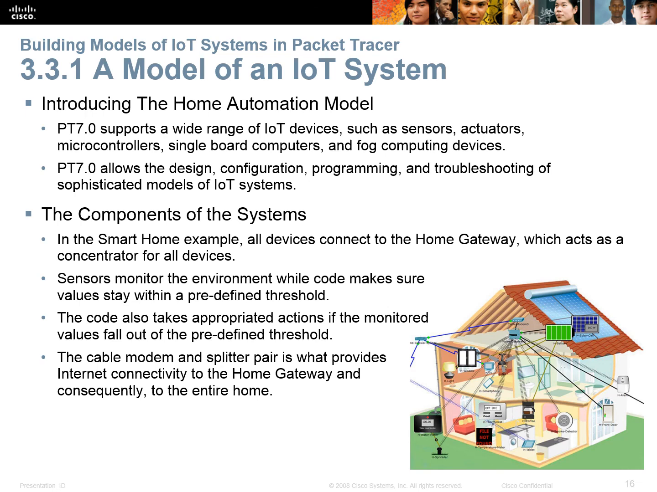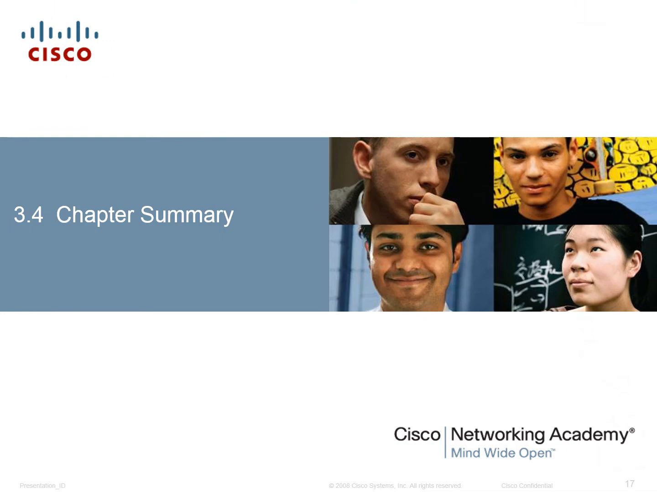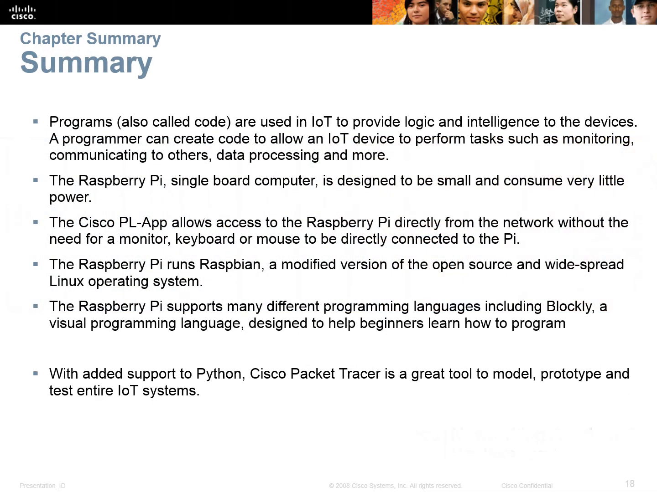Chapter summary. Again, programs are used in IoT to provide logic and intelligence to the devices. A programmer can create code to allow an IoT device to perform tasks like monitoring, communicating with others, data processing, and more. The RPI, a single board computer, is designed to be small and consume very little power. A Cisco PL app allows access to the RPI directly from the network without the need for a monitor, keyboard, or mouse to be directly connected to the Pi.